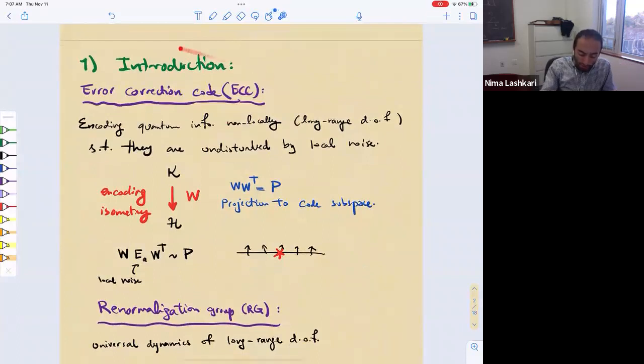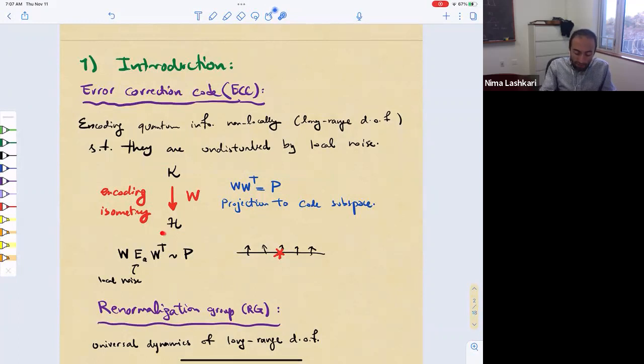So error correction codes. What is the idea of error correction code? We have a system. There's a Hilbert space K of the system we want to simulate. We encode this Hilbert space K in some larger physical Hilbert space H. For example, we encode a single qubit in n qubits using some encoding isometry. We want this to be an isometry so that it properly preserves the inner products and so that it preserves the information we encode in. Otherwise, it won't be an encoding.